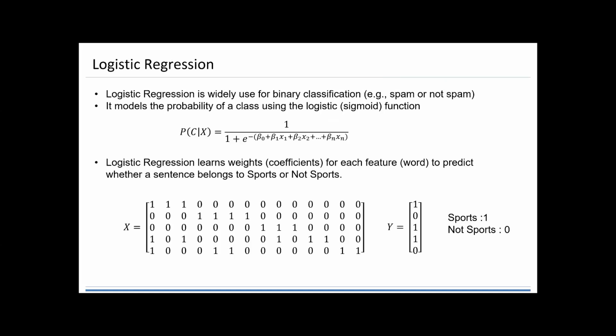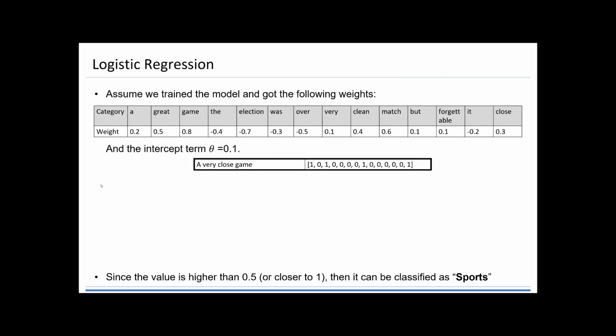And for this calculation, we need to have a y. Y means the target. If it is sport, then let's make it 1. If it is not sport, let's make it 0. Okay, so 1, 1, 0. So 1 means sport and 0 means not sport. I do not want to make it complicated.